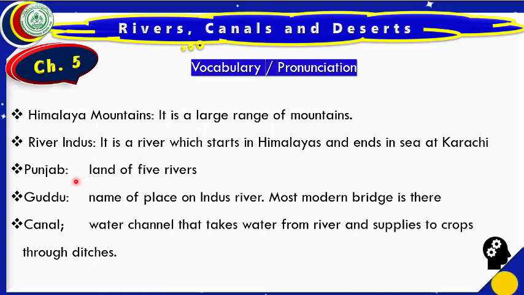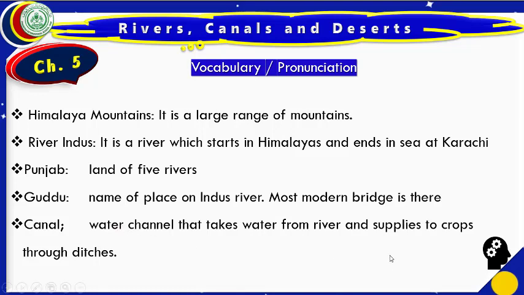Punjab is the province of Pakistan. It has got this name from Punjab. Panj means 5, Ab means water. That is why it is called land of 5 rivers also. Guddu is a place on River Indus. There is a modern bridge over there. Dear students, canal is a water channel. It is used to get water from the river and to supply it to the crops.